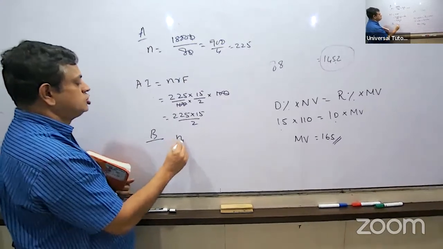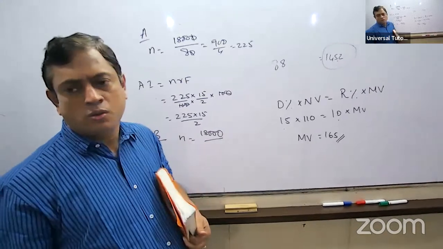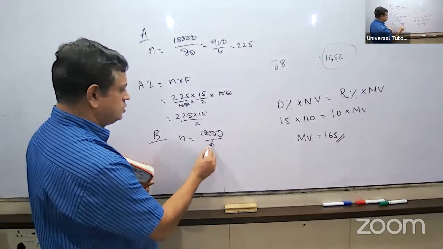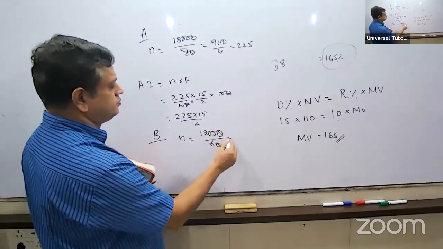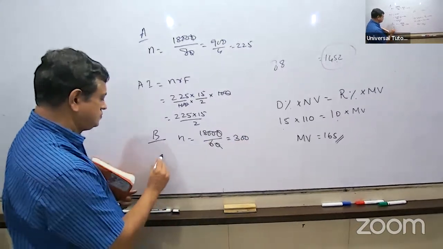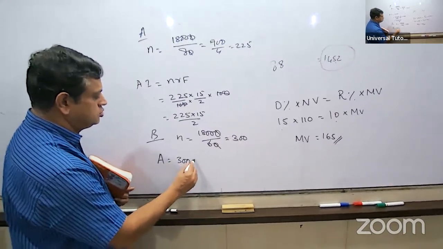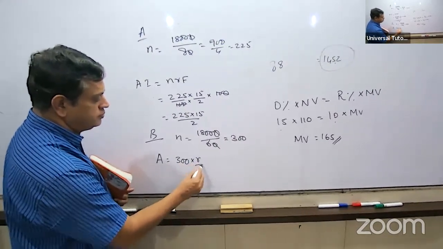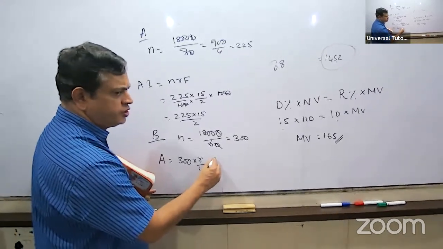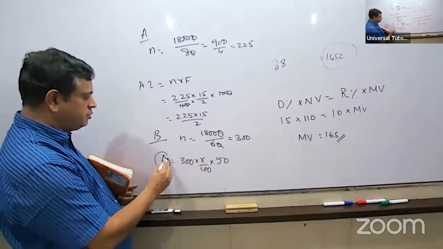Then for B, N is equal to 18,000 divided by what is the market value? 60. Yes or no? So it is coming as 300. N is 300 into R. We have the face value, 50. Then this will be replaced at that value.